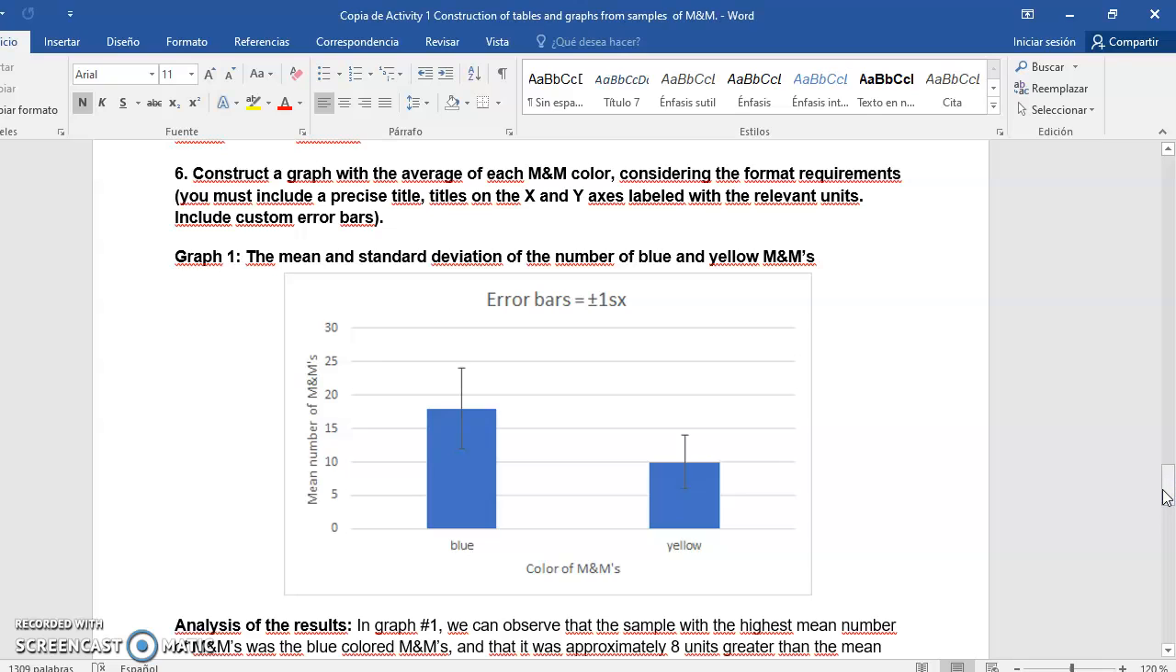Now, important for constructing the graph is to write down the graph number and the title, and always write error bars equal plus minus 1 standard deviation, because there are other types of error bars, and you have to tell the reader which ones they are. You're going to find circles in your feedback, which means that you're lacking this, or you're lacking the title of the X variable, or the title of the Y. Mean number of M&Ms is a good name for the title of Y.